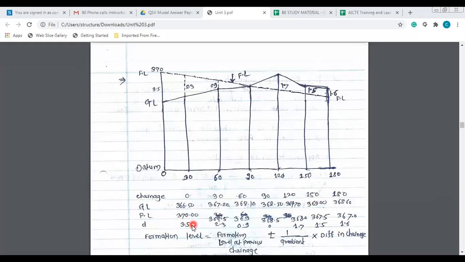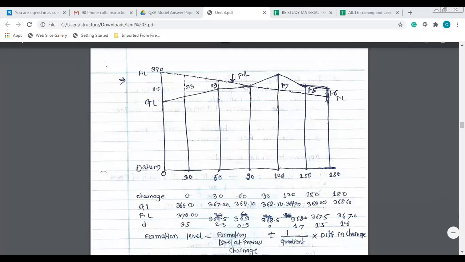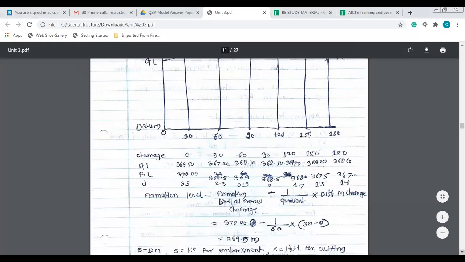Can anybody tell me the FL at the 30 meter chainage? So how to calculate? I will show one sample example. At 30 meter chainage, the formation level at 30 meter equals the formation level at the previous chainage, that is at 0 meter, plus or minus 1 by gradient into difference of chainage.